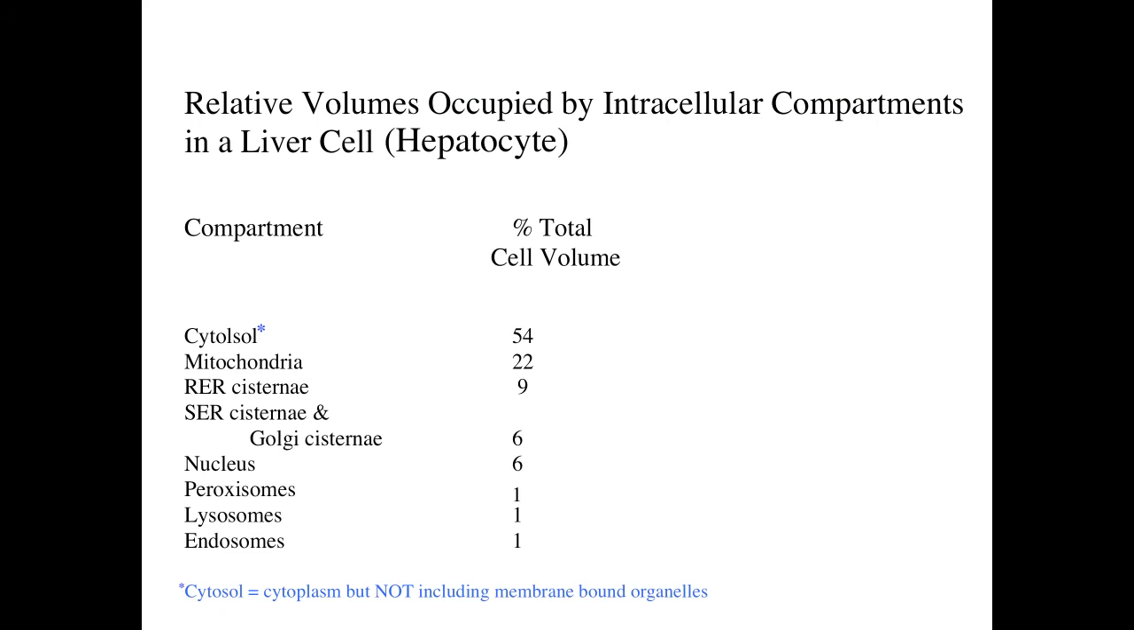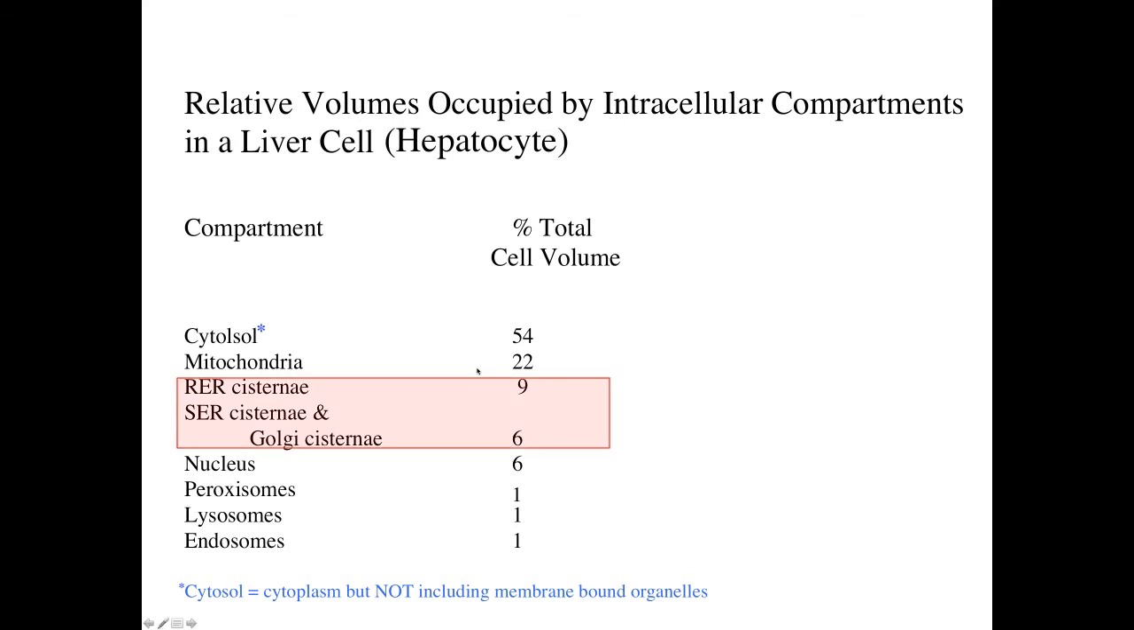Now, here is a table, and it's just looking at relative volumes occupied by various intracellular compartments in a typical cell. And here we're considering the typical cell as a liver cell, the hepatocyte. First of all, if we look at the different compartments and look at percent of cell volume, we can say, well, obviously the cytosol has the largest percent of cell volume. And by cytosol here, we're meaning the cytoplasm of the cell, but not counting the membrane-bound organelles. So cytosol is the biggest volume compartment, followed by mitochondria.